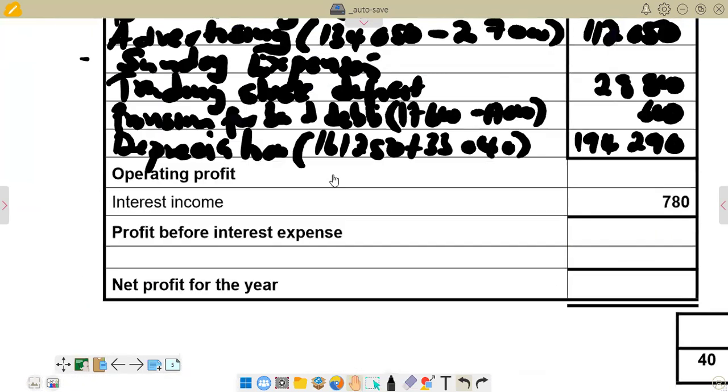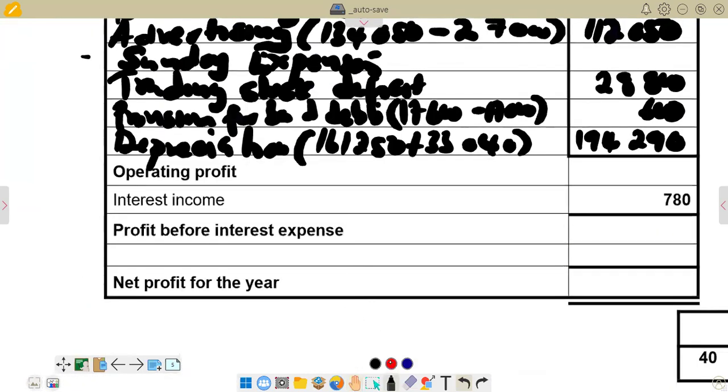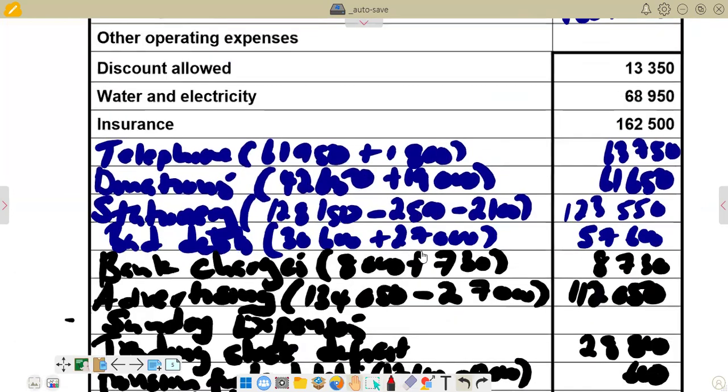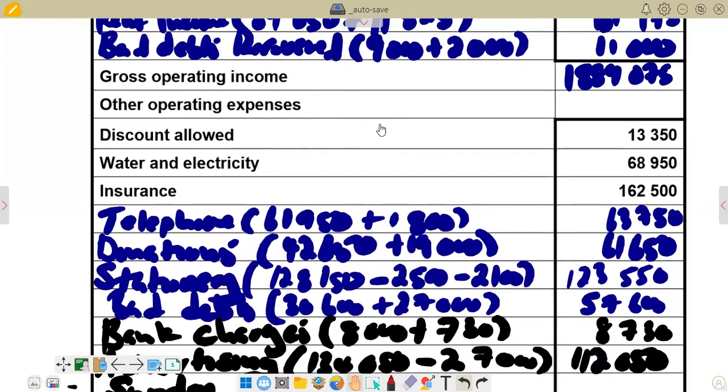So here we are saying operating profit, we can just show the calculation by saying 20% as a decimal is 0.2 times 3,514,000. Then you get your figure for operating profit. If you do that, you're going to get 702,800. So here we have got 702,800. Having done this, we can now find the figure for other operating expense.